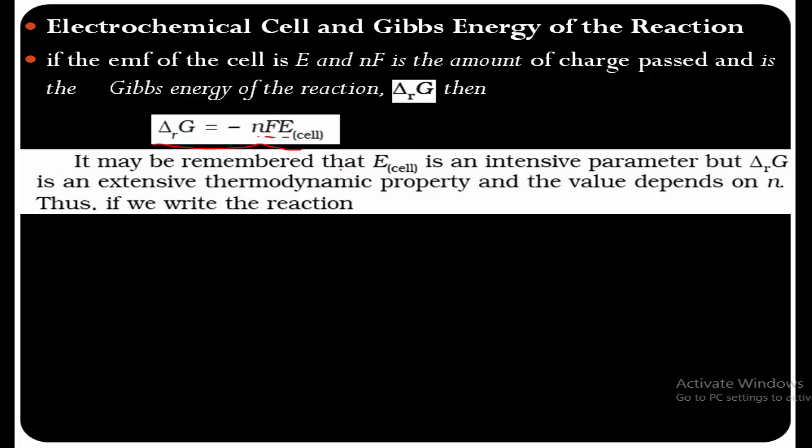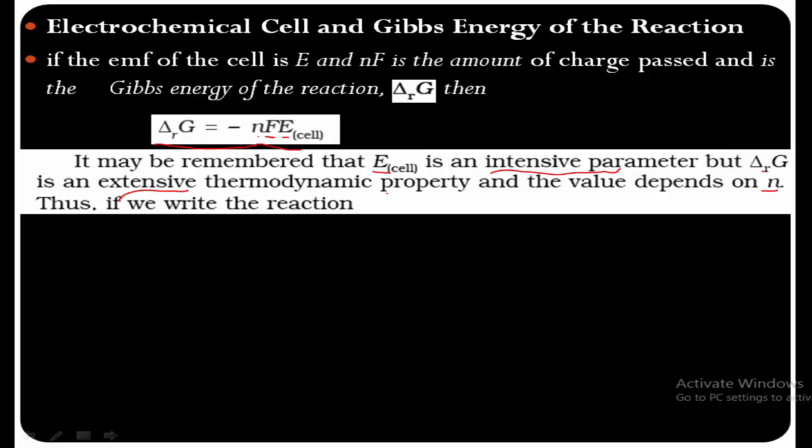Then here E cell is an intensive parameter. Intensive means it is independent of the amount of the substance or ions present in the solution. But delta Gr, that is Gibbs energy of the reaction, is an extensive thermodynamic property. Extensive thermodynamic property means it is dependent on amount, or mass or quantity of matter, and the value depends on n, number of electrons.